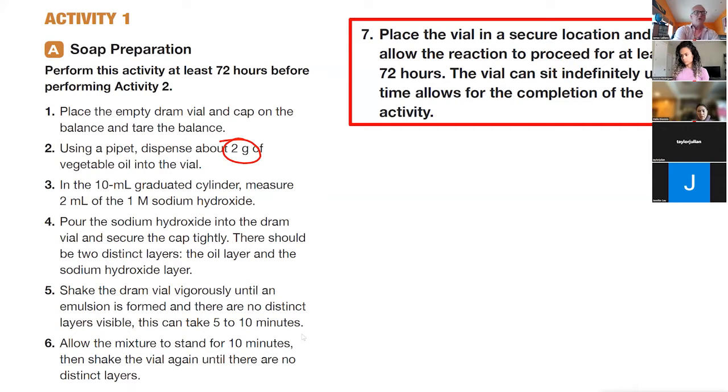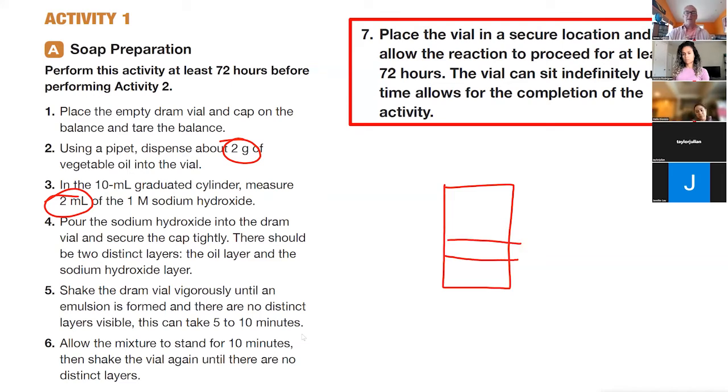Then we're going to want approximately 2 mils, 1.9, 2.1, that's fine, of our 1 molar sodium hydroxide. Pour that in with it, and screw the cap on good and tight. Then you'll see that there's a layer with one thing floating on top of the other thing. Who's going to be floating? Is it going to be the oil or the sodium hydroxide? Which one is going to be on top?